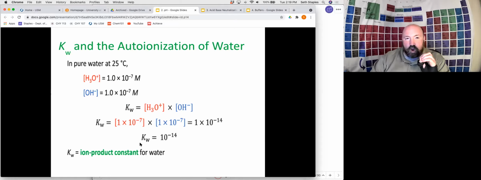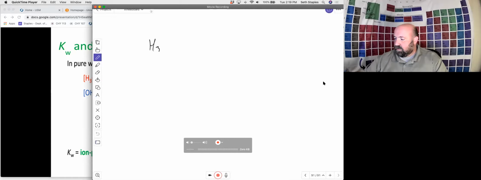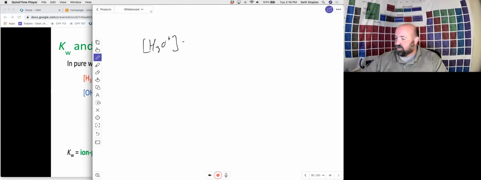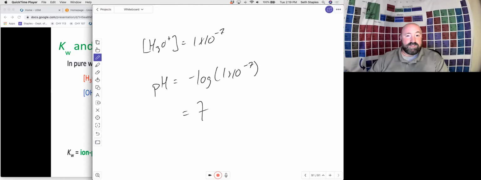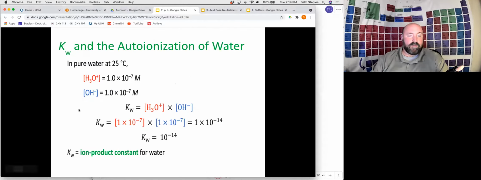Because in pure water at 25 degrees Celsius, our H3O plus concentration is always 1 times 10 to the negative 7th. And remember, that is what leads us to the pH. So if our H3O plus concentration is 1 times 10 to the negative 7th, we calculate the pH of that, negative log of 1 times 10 to the negative 7, equals 7. And so that's our pH of a neutral substance, pure water.